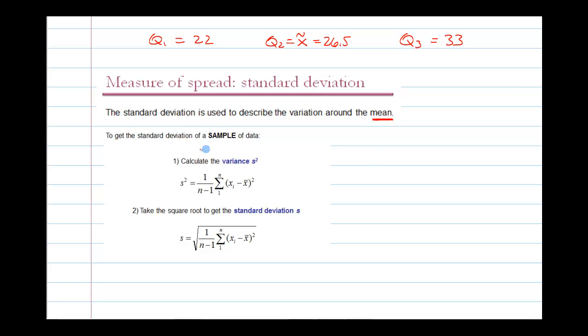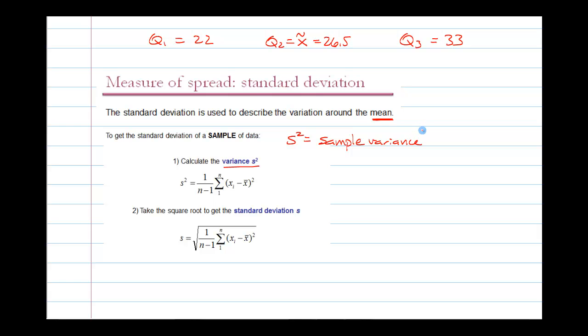So again, the formula is here. Now, before I calculate the standard deviation, I find a measure called the variance, and it's represented by S squared. So S squared is the sample variance. And again, it's important that you know what these symbols mean.